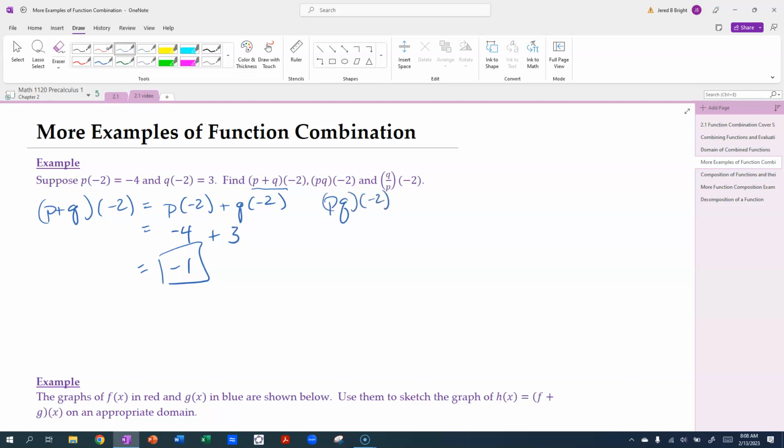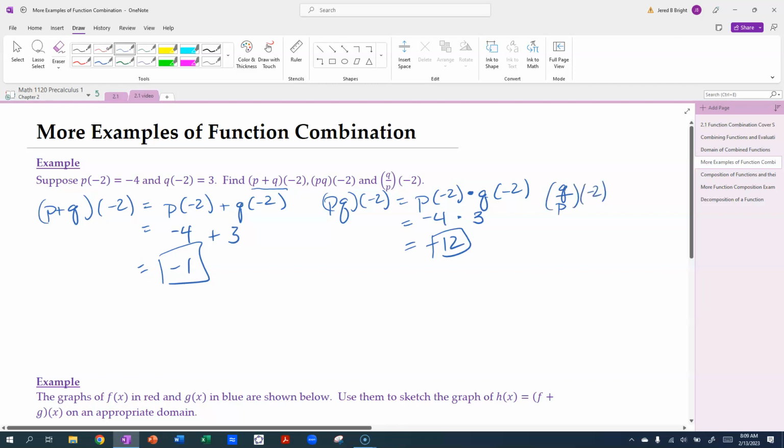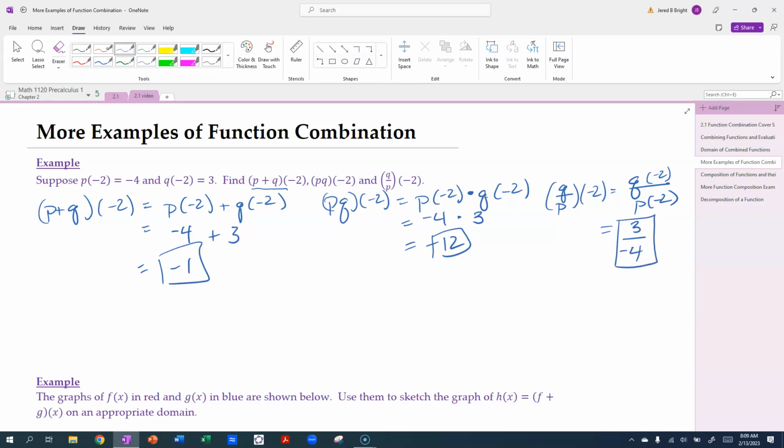PQ of -2, by definition, is P of -2 times Q of -2. No symbol there means implied multiplication. P of -2 is -4, and Q of -2 is +3. Multiplying together, you get -12. Done. Last one, Q over P of -2. This would be Q of -2 over P of -2. According to the definition, Q of -2 is 3 and P of -2 is -4, and I can't go any further with reducing.